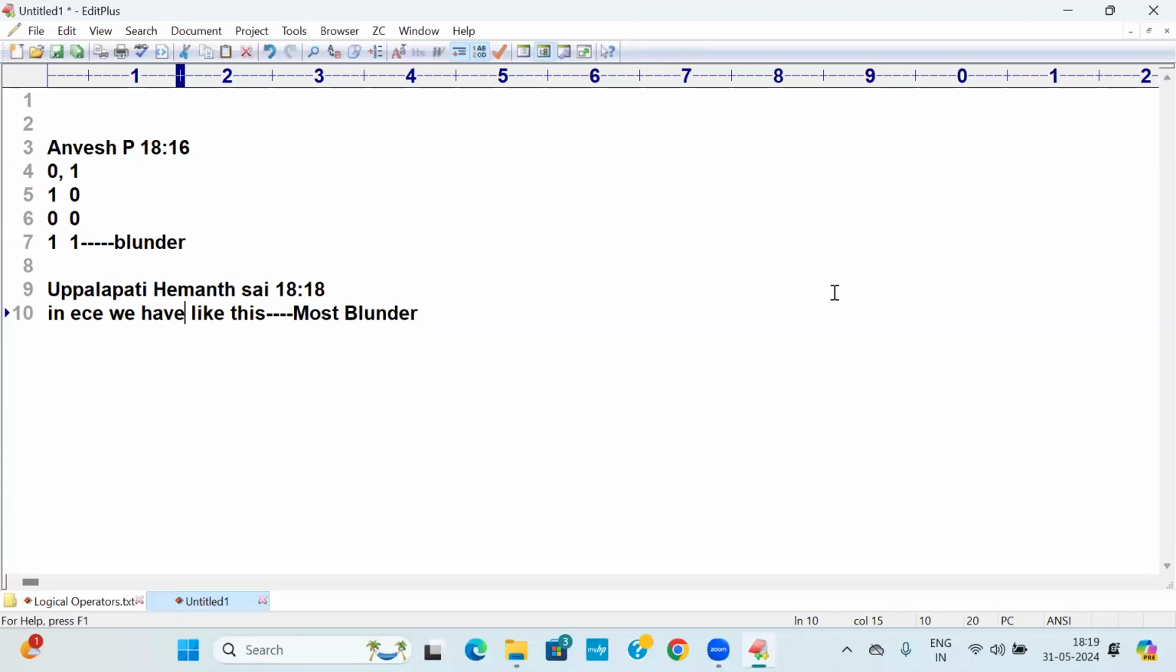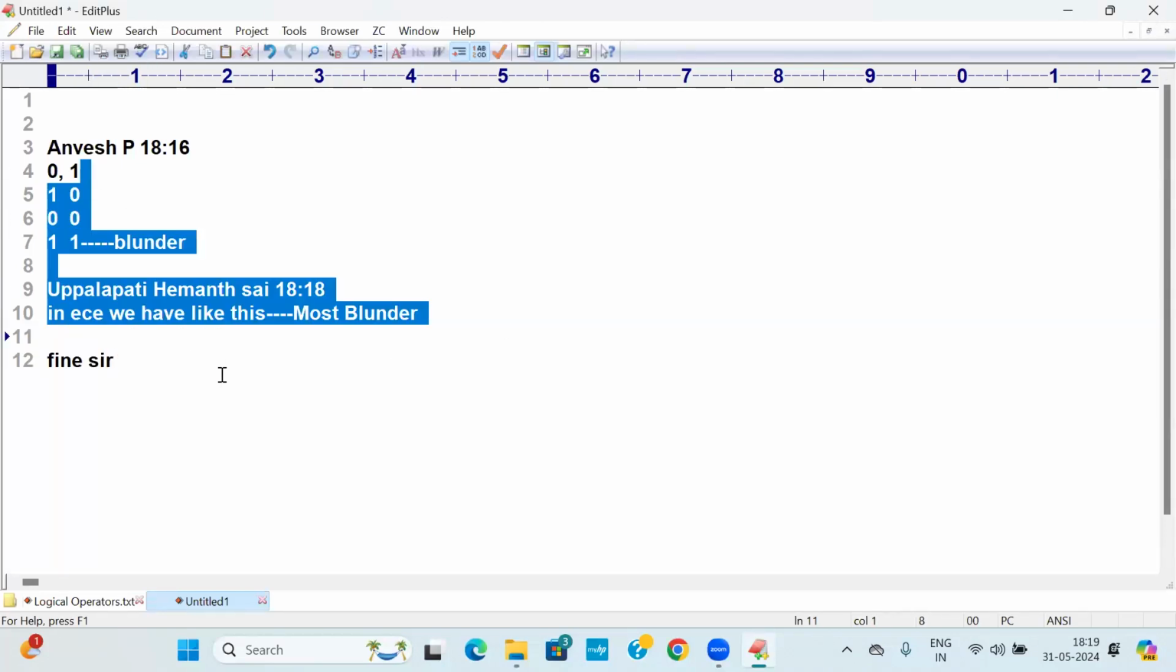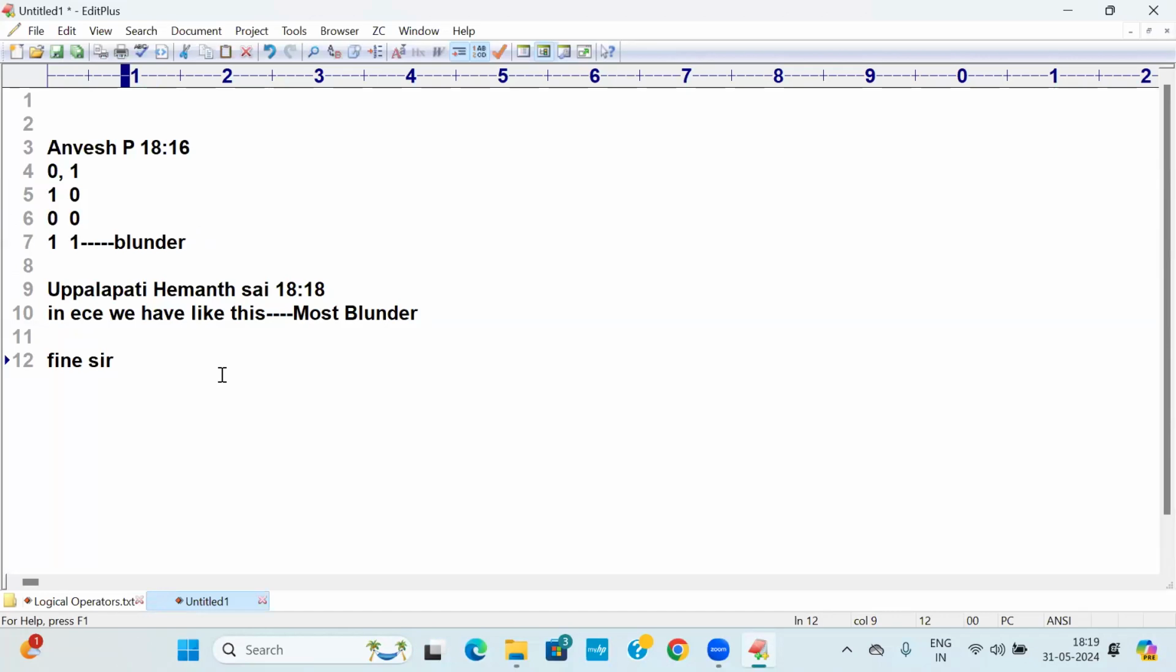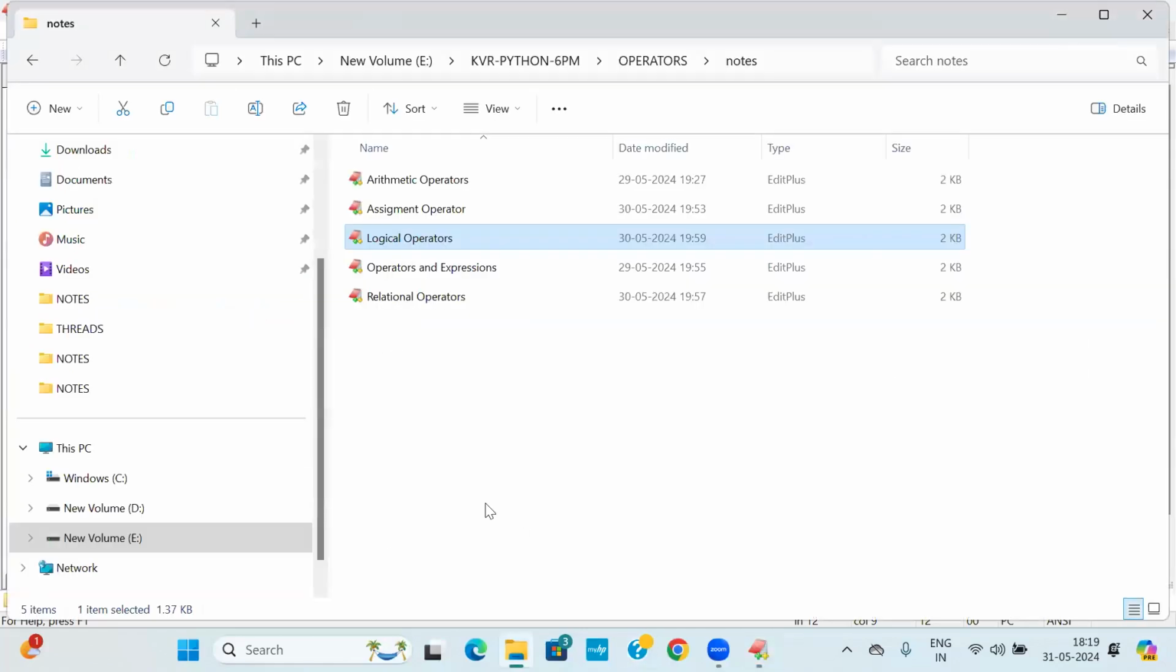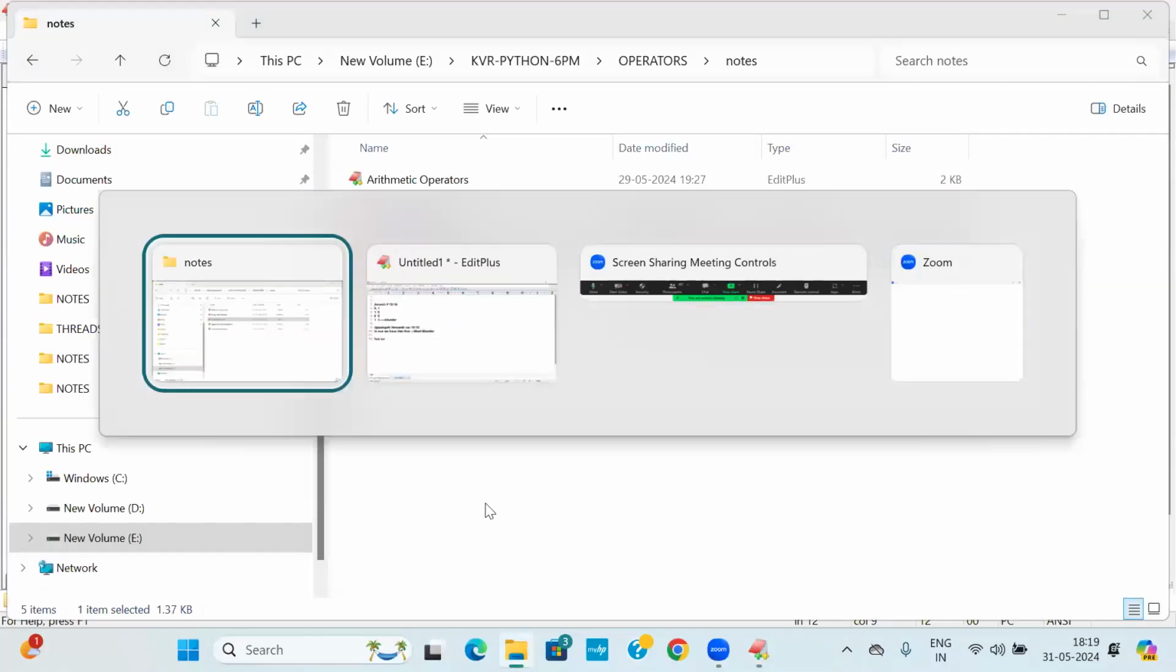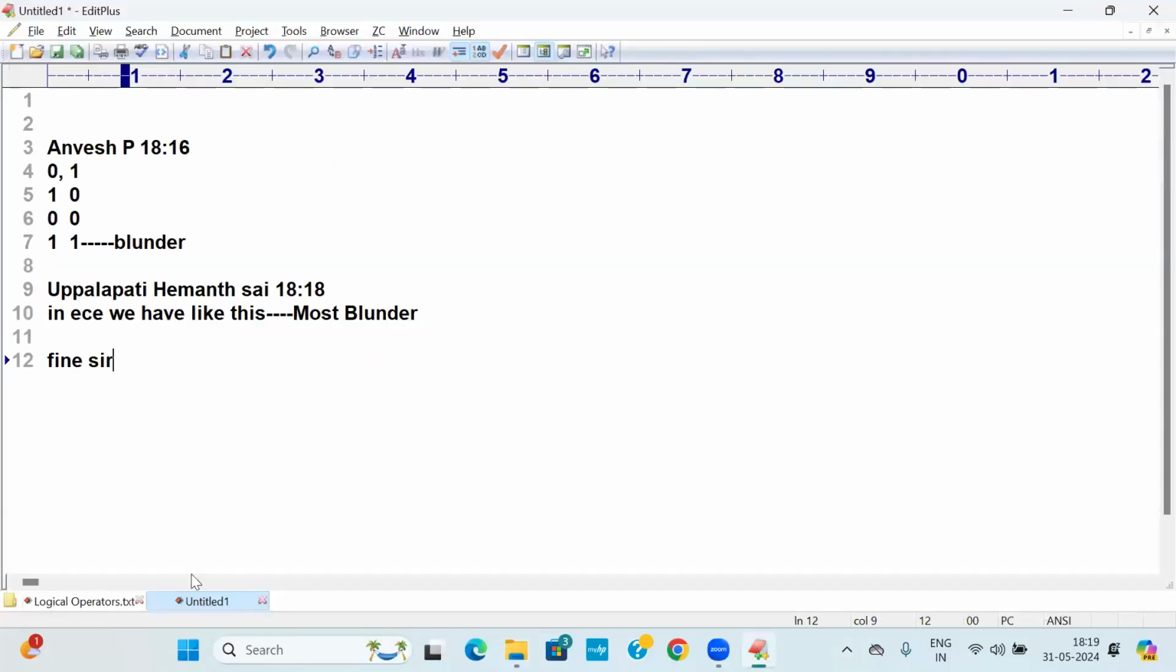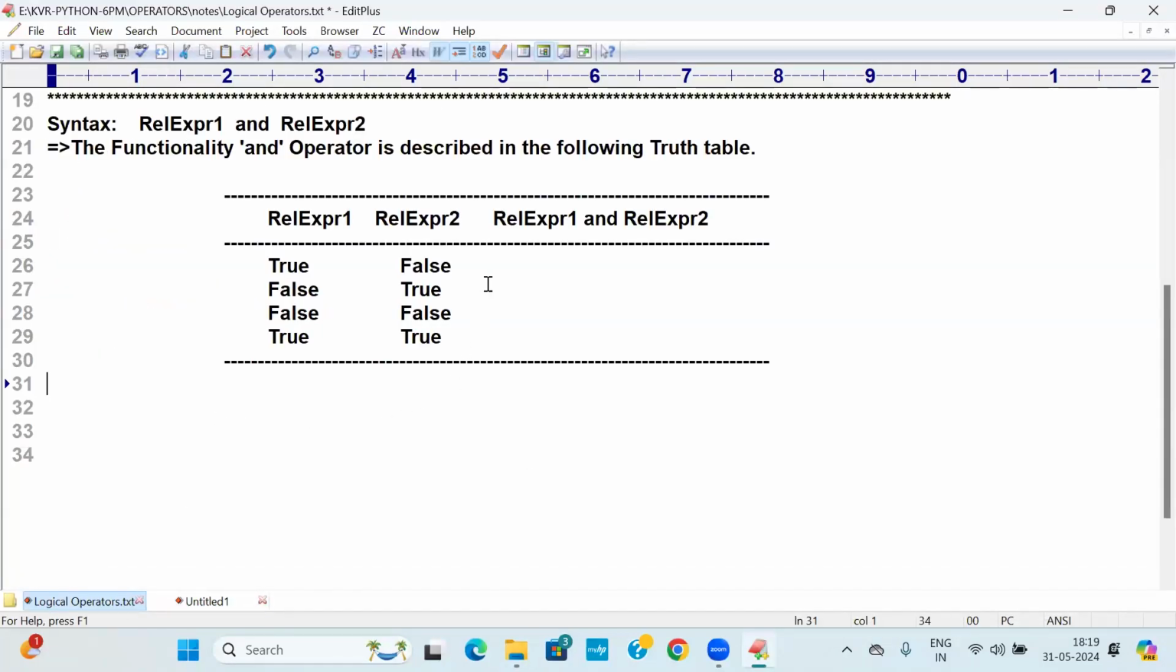Okay, Hemnath Sai. Right. So coming to the point, I'll explain. I said blunder now. You also learn like this only, and you have to justify it, or not. I have to show this. So now I'm going to explain this. Now don't disturb me. Let us go to the explanation now.